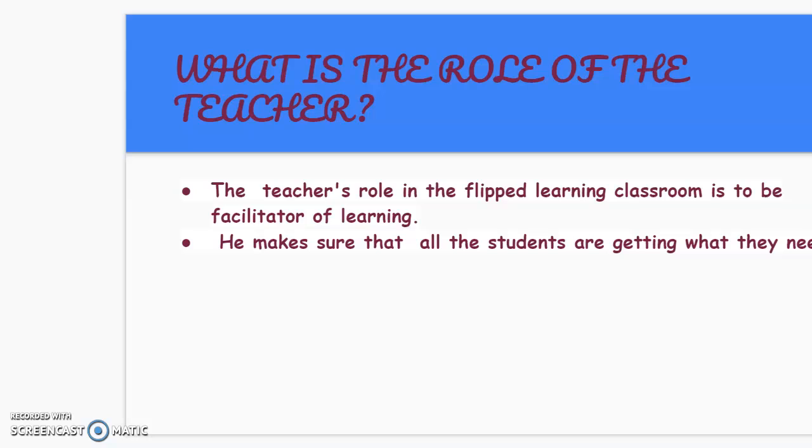The role of the teacher here is a facilitator, to facilitate the information and to provide the material that the learner will need, to help the learner get everything about the topic or the concept, and to make sure that the students are getting what they need and that they stay on task.